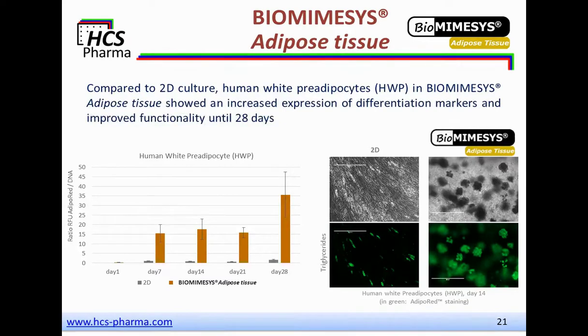We also compared this condition with 2D conditions. And again, you can see on this graph that there is a higher accumulation of triglycerides in the cells within Biomimesis. Again, this differentiation is maintained for at least 1 month. In 2D, you can see from the pictures that it's really difficult to maintain a complete culture expressing and showing good accumulation of lipids, unlike in 3D on the right in Biomimesis.